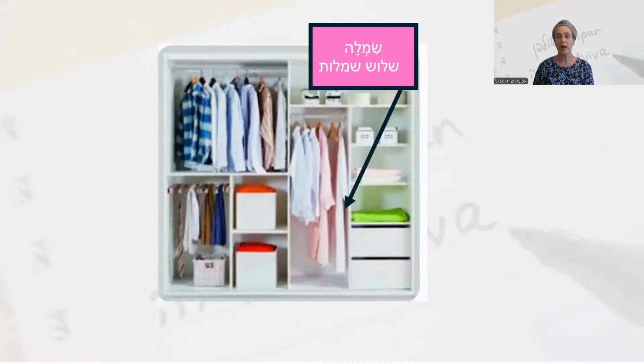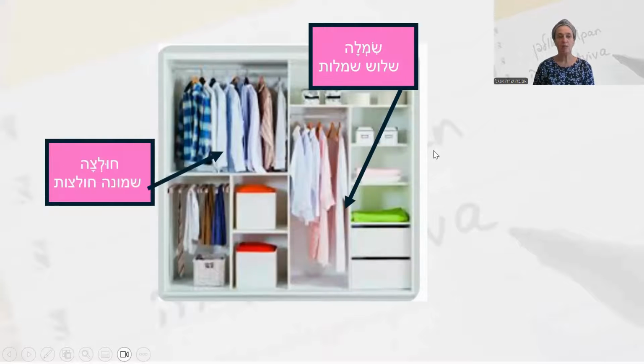We have our simla, and in this case, we have shalosh smalot. The idea of numbers in Hebrew, there's numbers feminine, numbers masculine. That's again another video which will be posted in the future. But look at the pluralization, simla, smalot. We have one chulza, but we also have shmone chulzot. If you count them, 1, 2, 3, 4, 5, 6, 7, 8 chulzot. Again, follows the rules of pluralization.